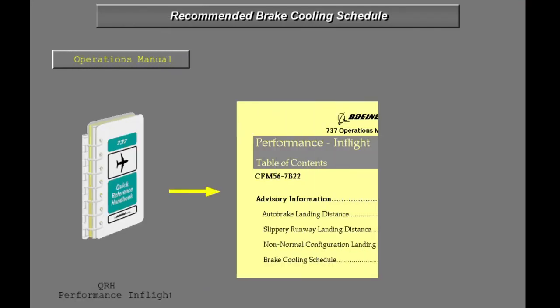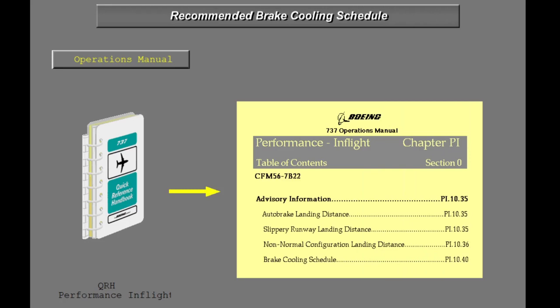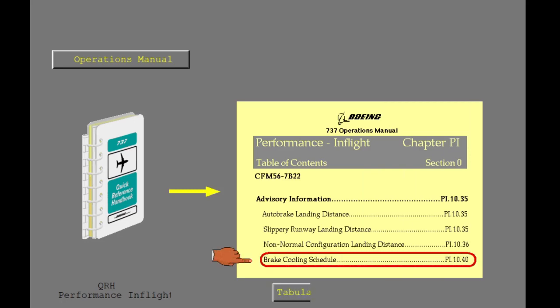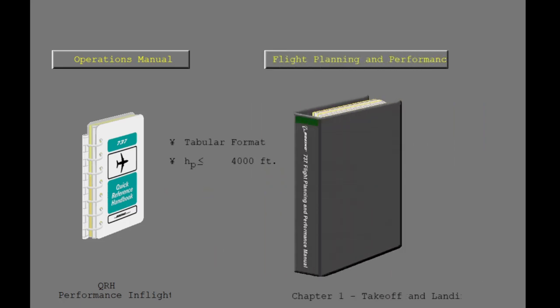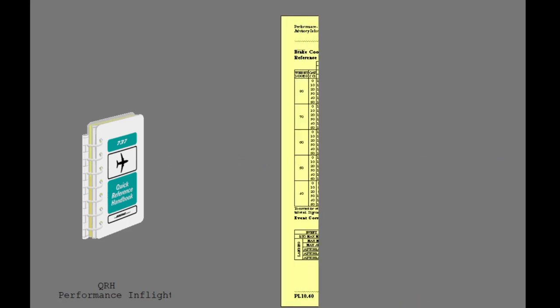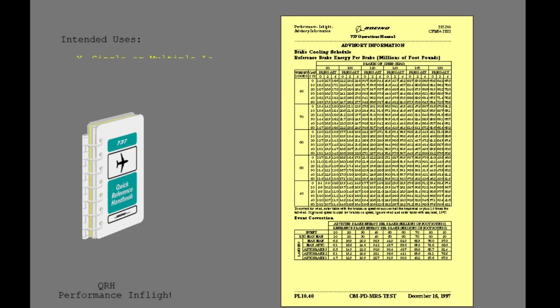Advisory brake cooling information is provided in the Performance In-Flight section of the Quick Reference Handbook and in the Flight Planning and Performance Manual. This advisory information is intended to assist operators in avoiding brake problems that could result from repeated landings at short time intervals or a rejected takeoff.